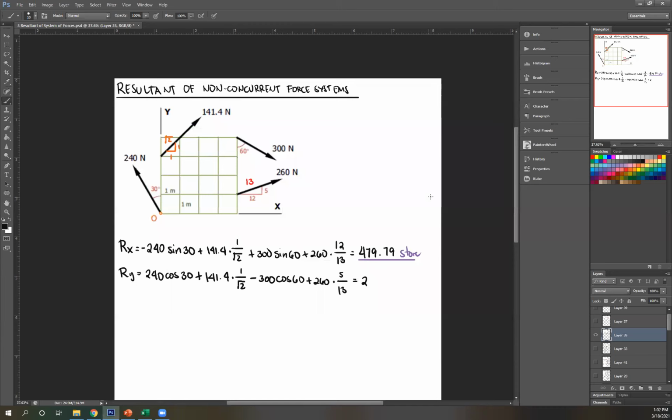So, once again, 257.83. And again, store that. So that when you solve for Rx squared plus Ry squared, what's the answer? Yes, it's 544.68. Correct, Vivian.